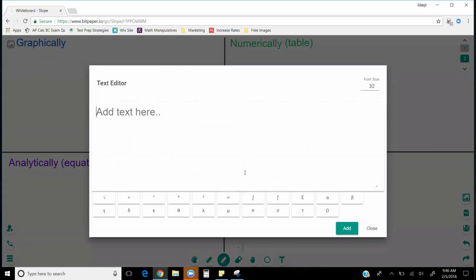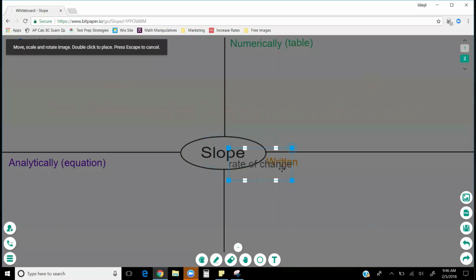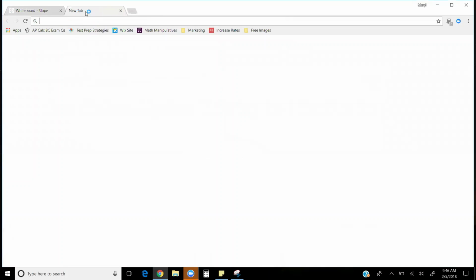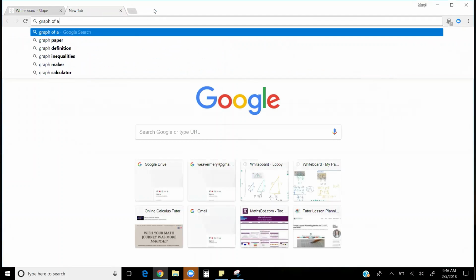So slope is really another word for rate of change. So I'll put that down here. What else might it be? And I can also write on the board, it might be the steepness of a line. So rate of change, steepness of a line, lots of different ways to think about slope. So with the steepness of a line, I'm going to jump up to graphically. And the benefit of online tutoring compared to in person, I can just Google graph of a line.